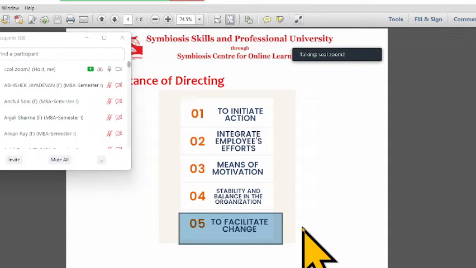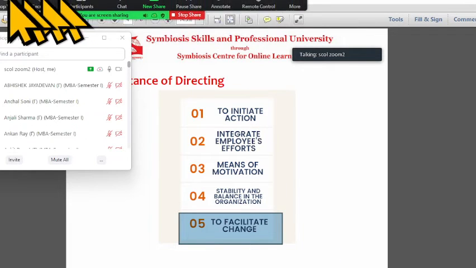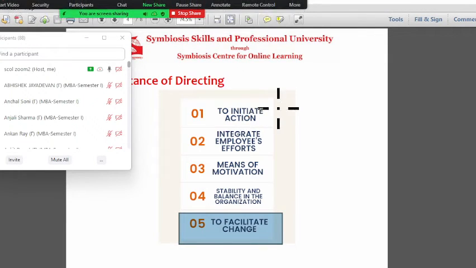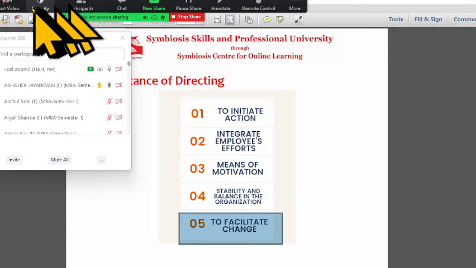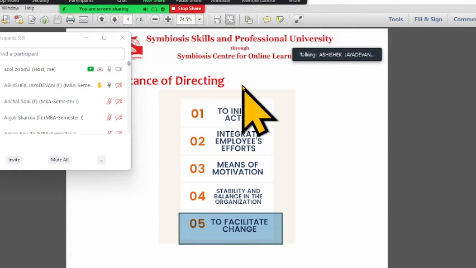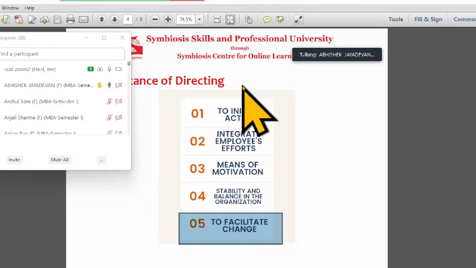Few of you come out with more on the importance of directing. These are the 5 basic ones, I would say. But there are many other things which are very important from the directing point of view, which help the organization. Anybody can add to these five importances of directing. Yes, Abhishek. I'm just looking at it from a director's sort of role, okay?